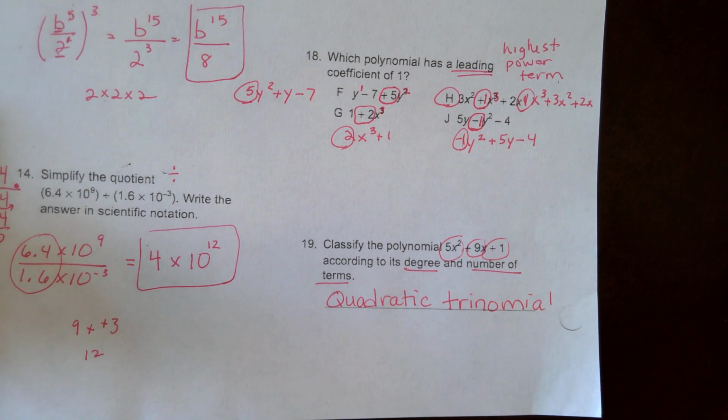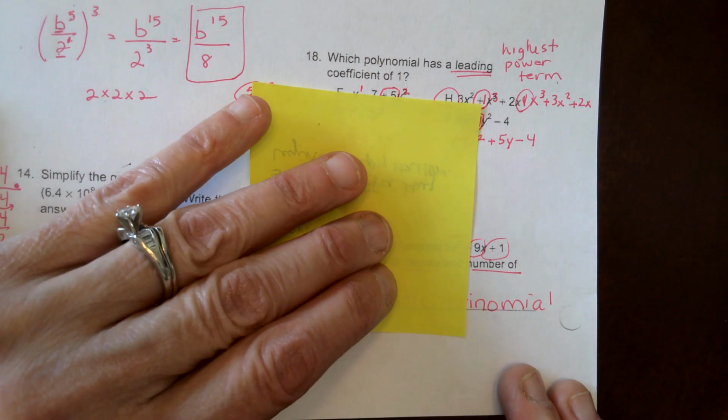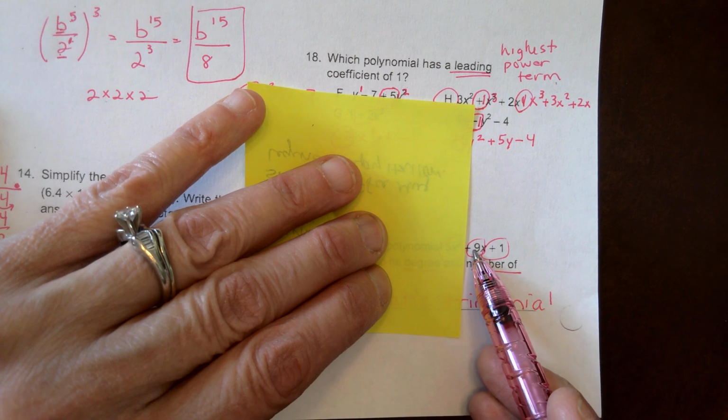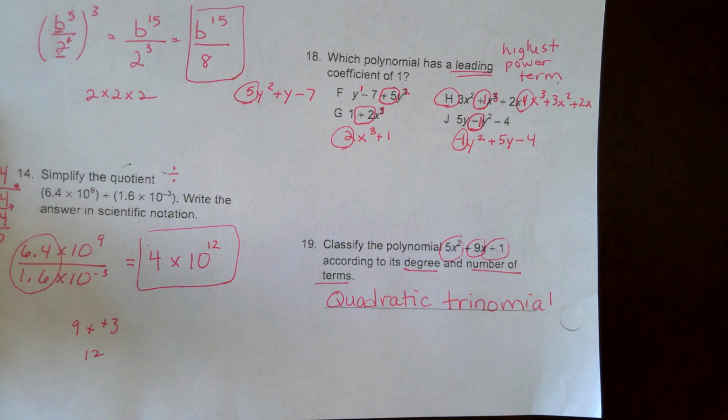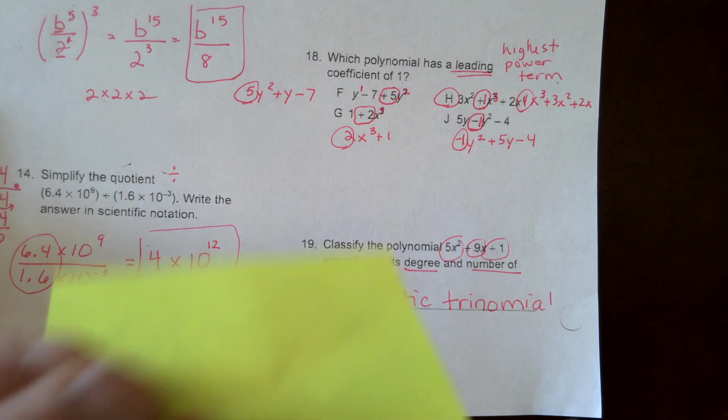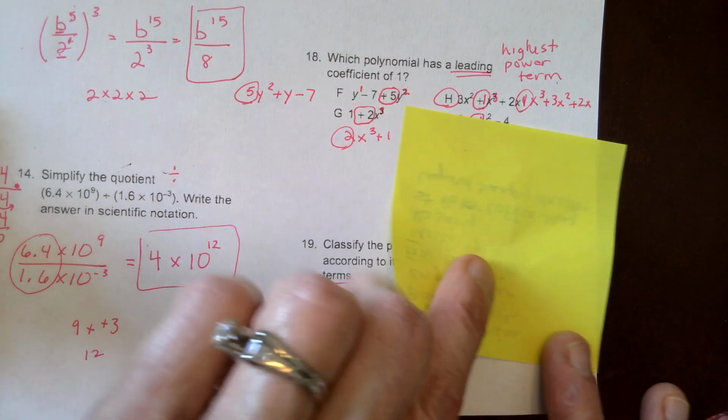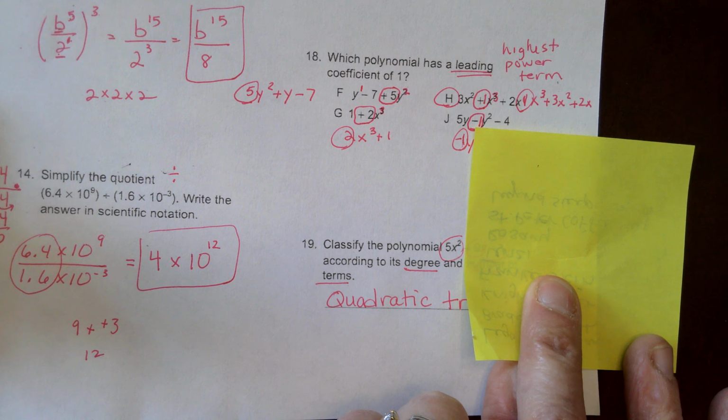Again, if it was like this, it would have been a binomial. Linear binomial too. And if it was only one term like that or like that, that's a monomial. That's one.